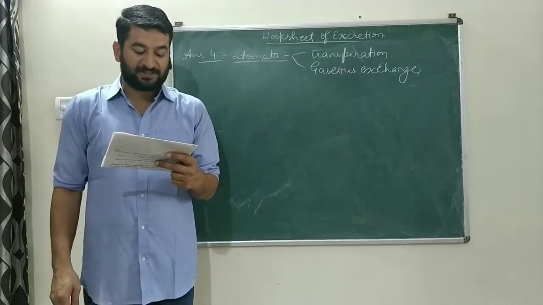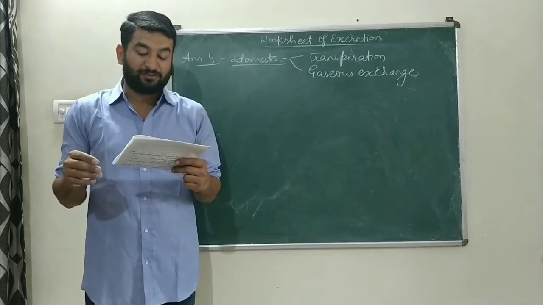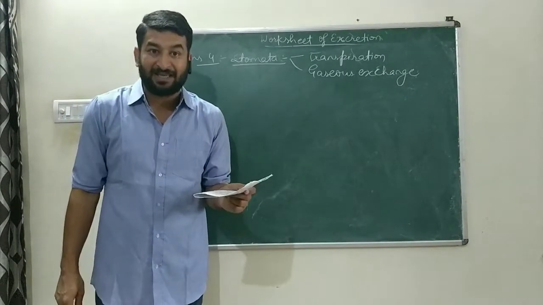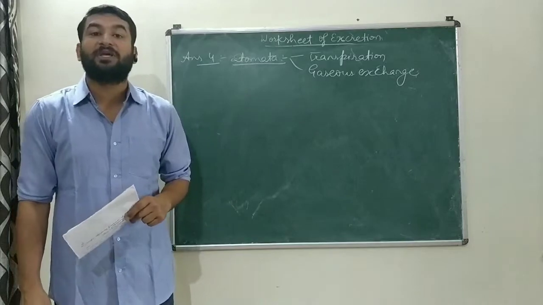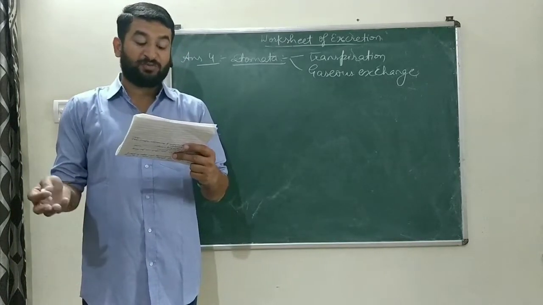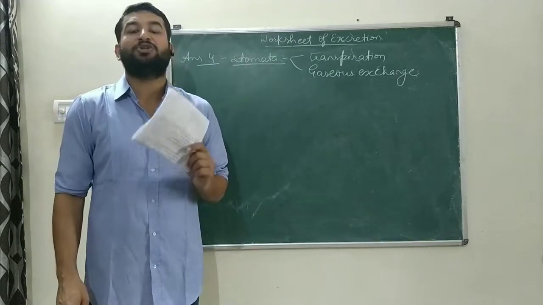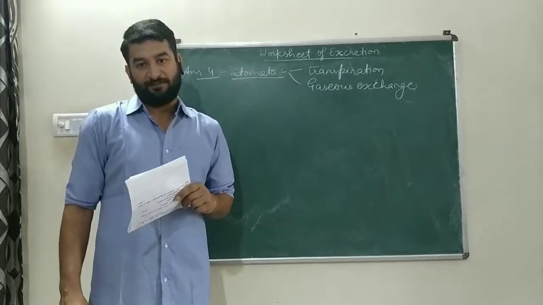Next, the question number 6. Name a common nutrient that is absorbed in the small intestine as well as reabsorbed in the kidney tubule. One nutrient that is absorbed in the small intestine and also reabsorbed in the kidney tubule, and that nutrient is glucose.